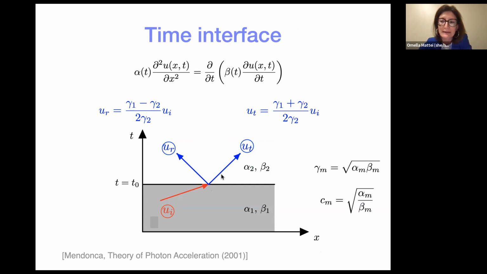And we are able to determine the intensity of these two waves by using some continuity conditions at the interface. Specifically, what is conserved here is the continuity of the wave as well as the momentum. And so you can find the UR and the UT. And you see here that they depend on the gammas that are the wave impedances. And specifically, you see that if the two wave impedances are equal to each other, then there is no reflected wave. Very similar to what happens in the case of a space interface.